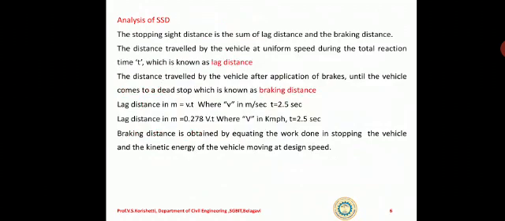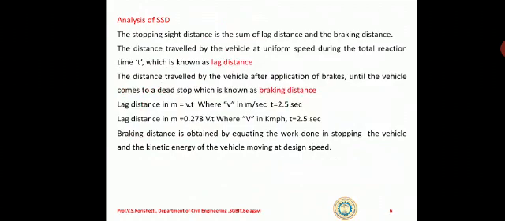Now next is analysis of stopping sight distance. The stopping sight distance is the sum of lag distance and braking distance. The distance travelled by the vehicle at uniform speed during the total reaction time is termed as lag distance. The distance travelled by the vehicle after the application of the brakes until the vehicle comes to a dead stop position is known as braking distance.